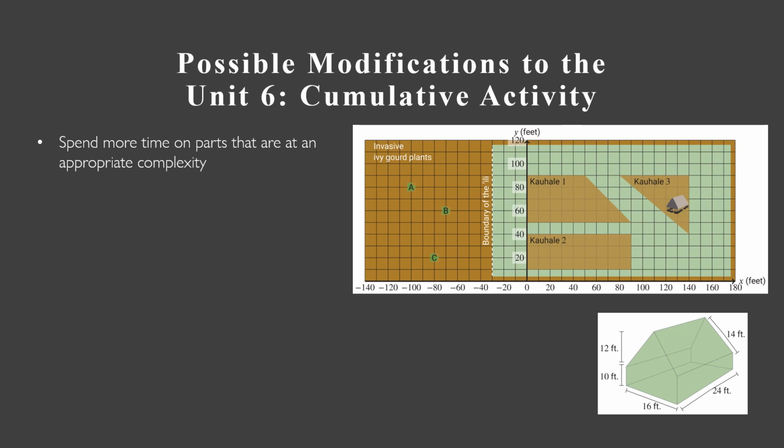For example, if you want to focus on part 1, you can add more ivy gourd plants or ask your students for the horizontal and vertical distances between the plants. Or if you want to focus on part 4, you can ask your students to draw the net of the hale or create new hale designs with other three-dimensional shapes that they've learned.